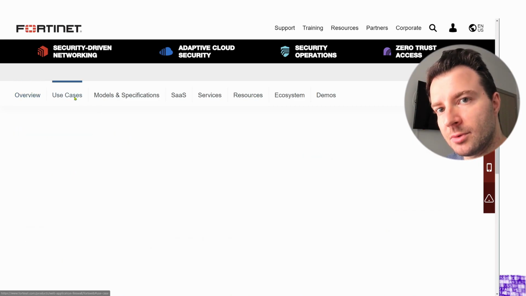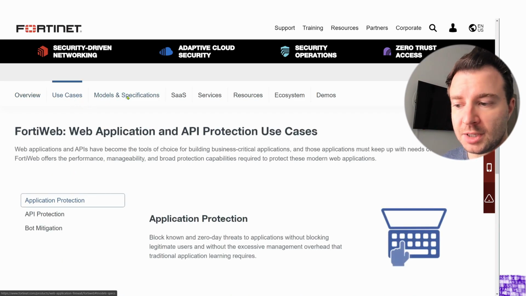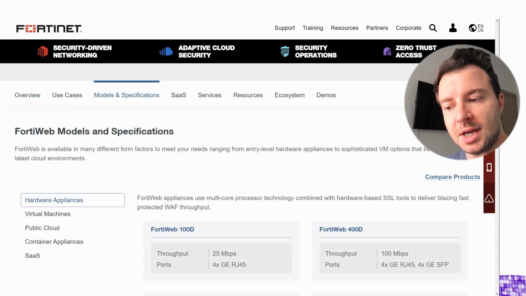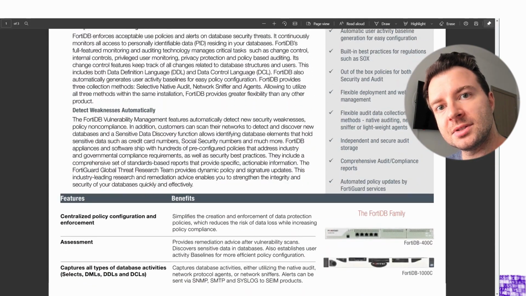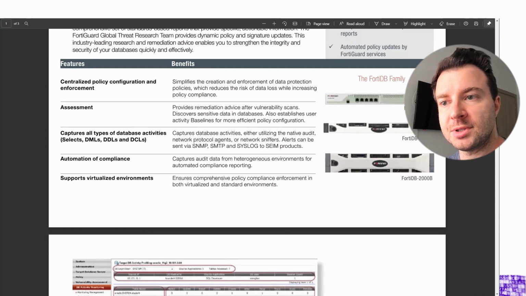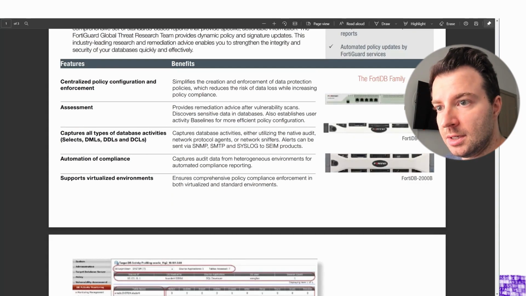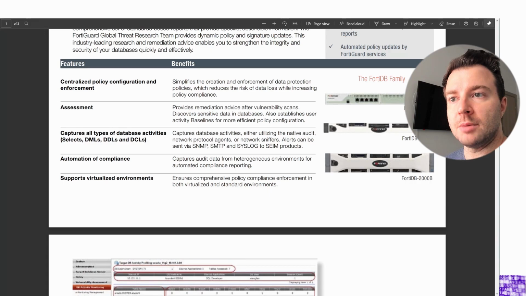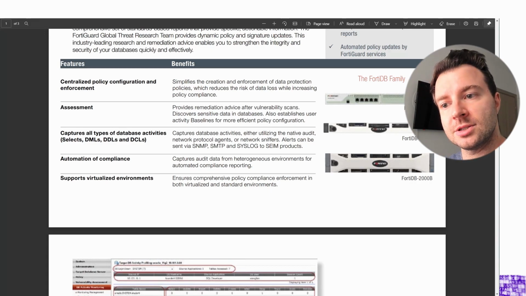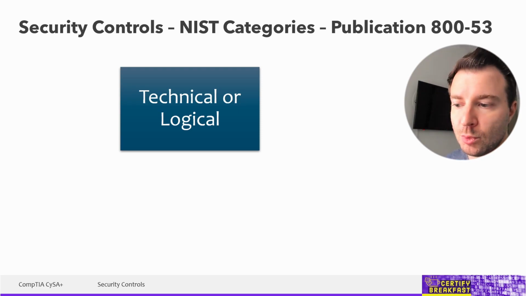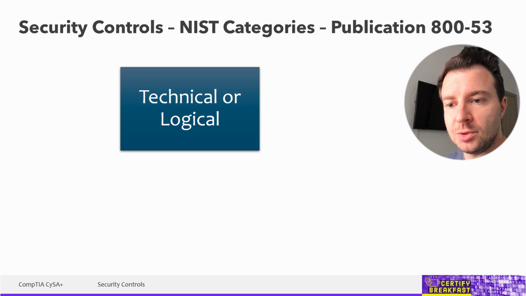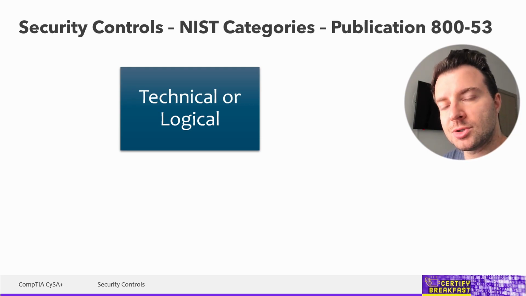Another type of specialized system would be, for example, a database firewall, which scans the traffic going towards the database and tries to look for specific known attack patterns, like SQL injections or privilege escalation attacks that attempt to reveal more information or corrupt the database. So we have all these technical or logical controls here, which are basically ways to implement some sort of hardware or software device that keeps us safe.